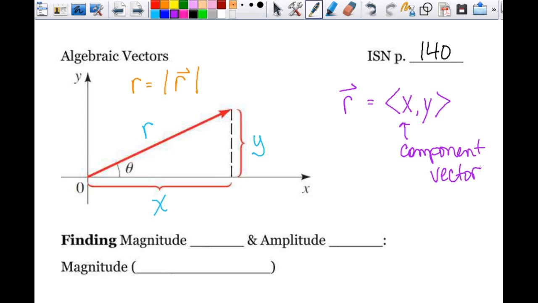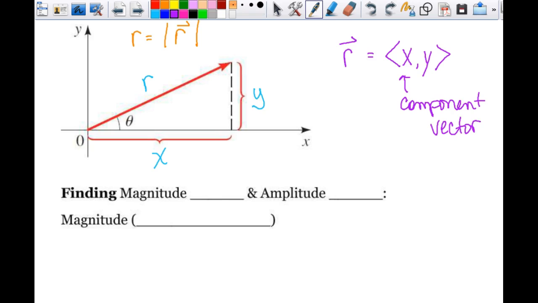All right, so we're going to look at taking the component form, and from that we're going to find the magnitude, which we represent like this, the magnitude of r, and the amplitude. What's the word that y'all really use? Because I don't think you really have used amplitude before.